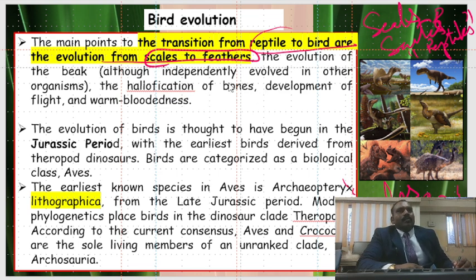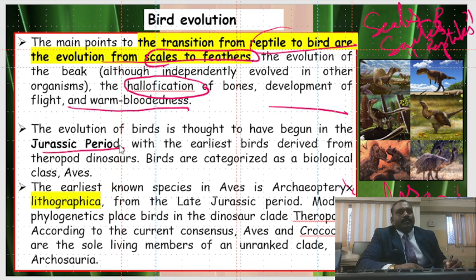The beak, although independently evolved in other organisms, and the ossification were also characteristic features. Bone development, flight and warm-bloodedness are other characteristics. The evolution of the birds is thought to have begun in the Jurassic period, with the earliest birds evolving from theropod dinosaurs. Birds are categorized as a biological class, Aves. The earliest known species of Aves is Archaeopteryx lithographica, from the late Jurassic period.